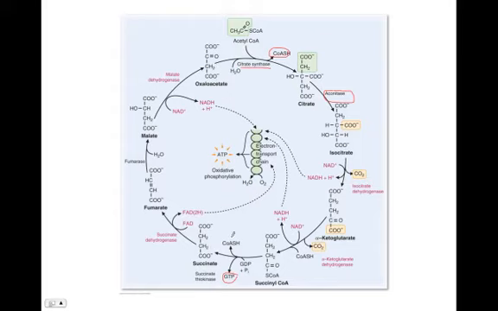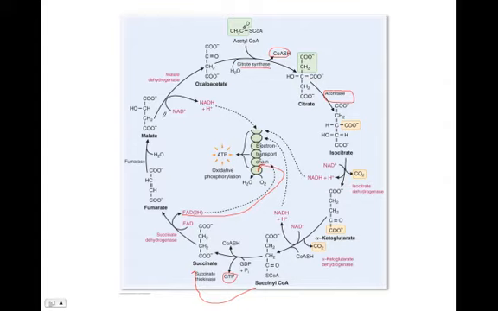The enzyme responsible for this reaction is succinate thiokinase, and again it converts succinyl-CoA to succinate. Succinate is converted to fumarate via succinate dehydrogenase. And if you remember, succinate dehydrogenase is complex 2 of the electron transport chain. So this FAD is fed directly to the electron transport chain.